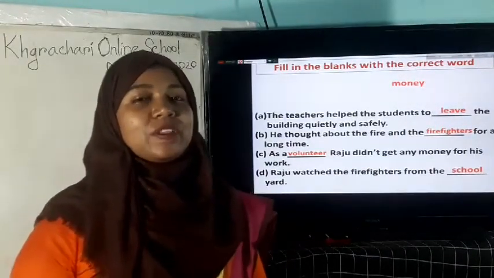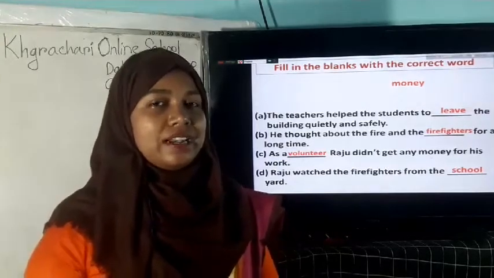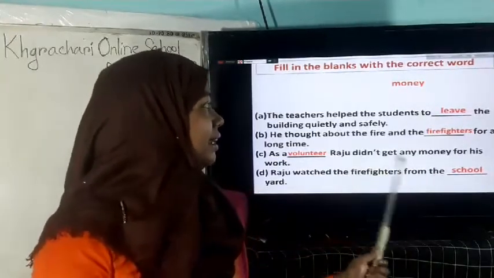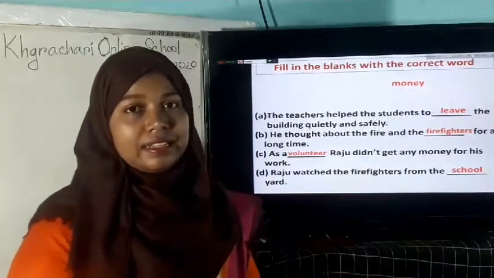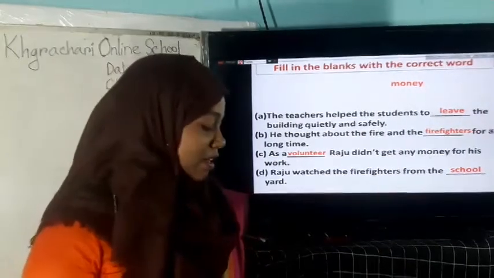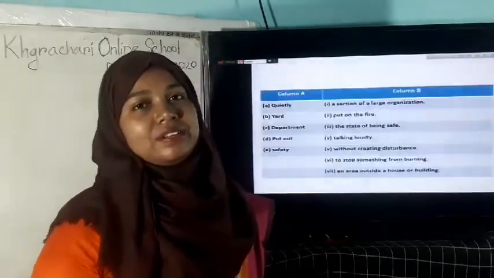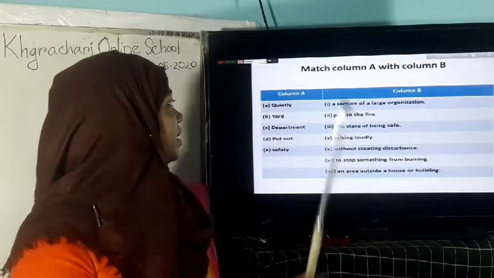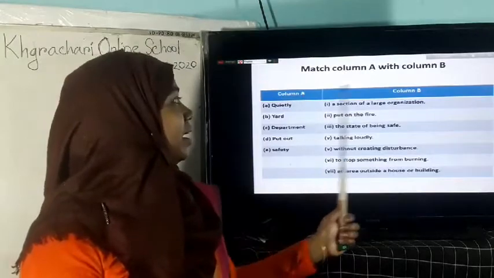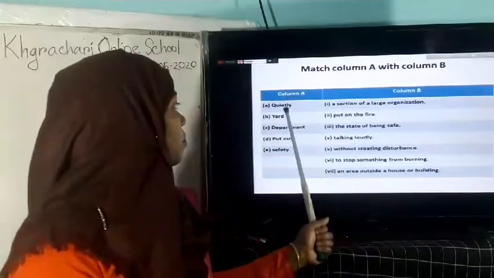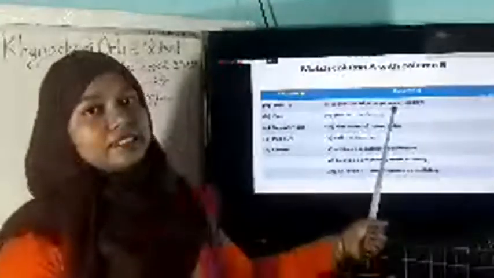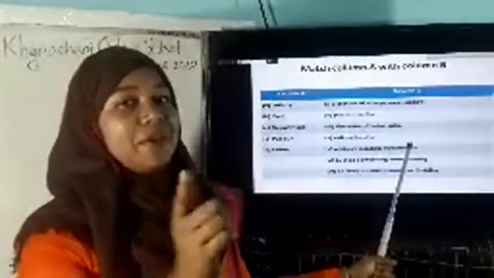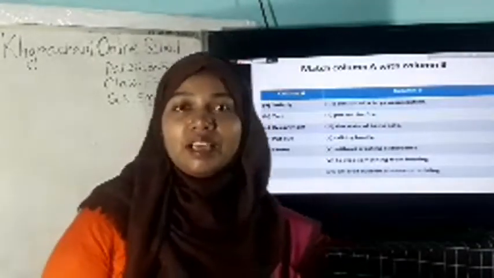Okay? Now I have column A for you. Dear student, I think you can understand the fill in the blanks. Let's go to learn matching with column A. My dear student, here is column A, and here is column B. Here are some words for you, and here are some sentences for you, and you have to match the word with the sentence of column A and B.